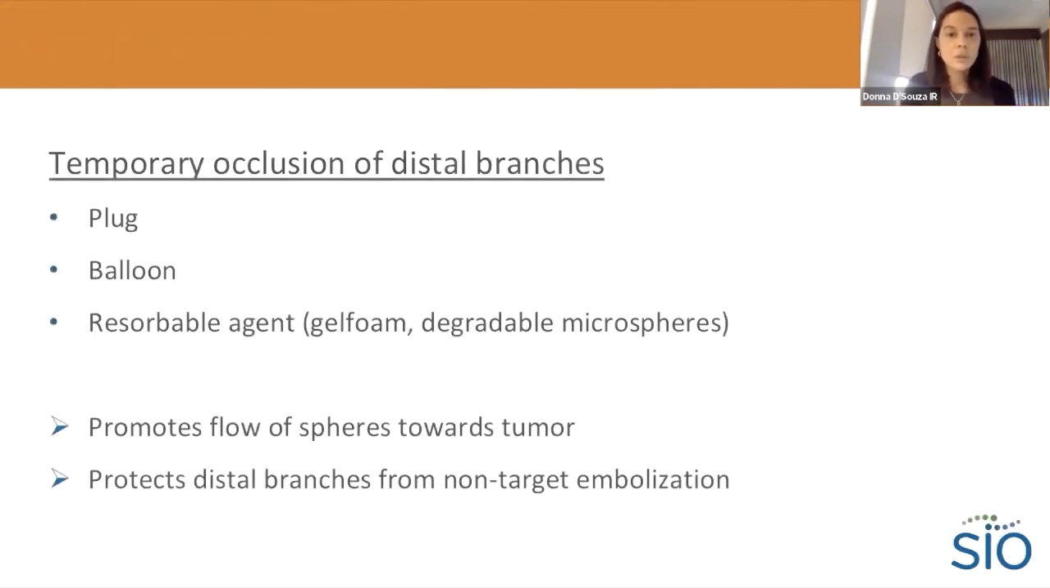In terms of temporary occlusion of distal branches, the idea is that if distal to where you're delivering there is a major non-tumoral branch that would inevitably take up a lot of beads, while there are other branches distal to the catheter tip that are tumoral branches, then you can temporarily occlude that non-tumoral branch, either with a recapturable plug, a balloon catheter, or a resorbable agent like gel foam or degradable microspheres. The idea is to promote flow of spheres towards the tumor, and also to protect that distal branch from non-target embolization. So I'll just show some cases.